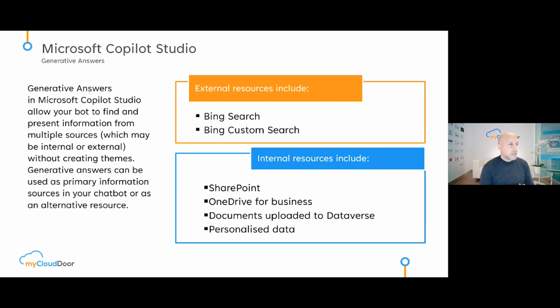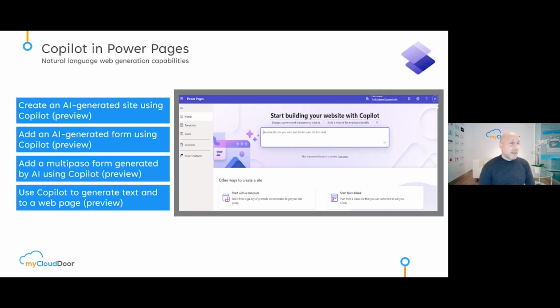For example, we have external resources such as Bing Search or Bing Custom Search, and internal resources: SharePoint, OneDrive, documents, and personalized data. Finally, we talk about Power Pages.